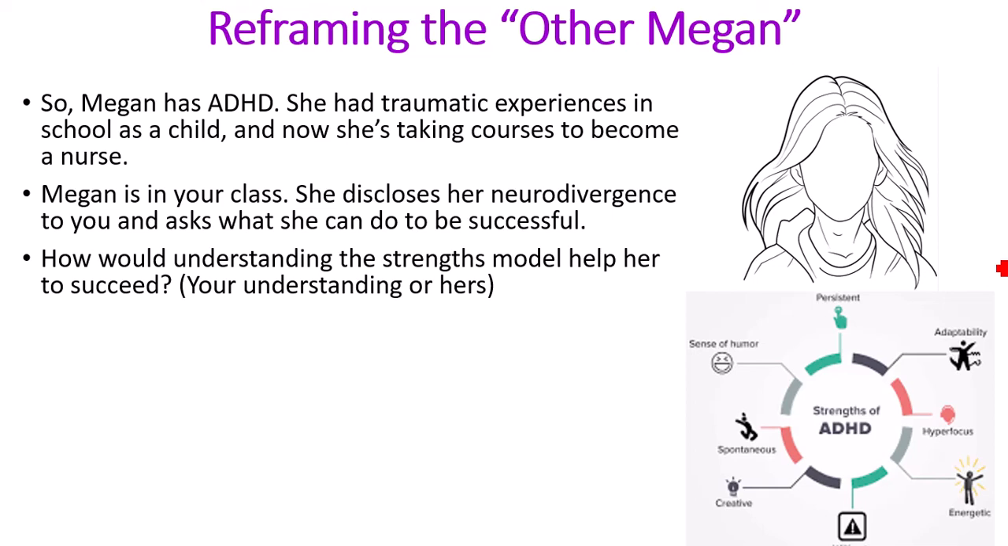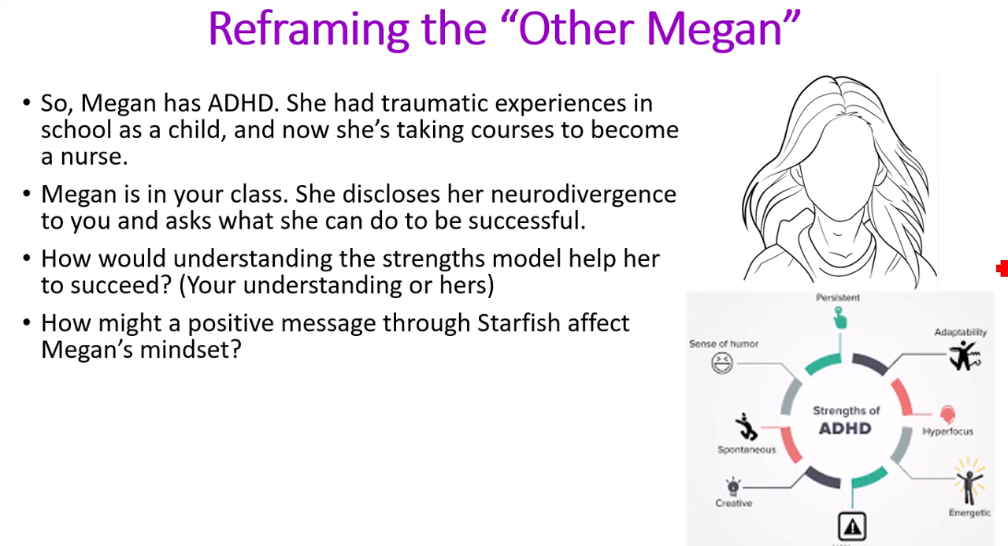Have maybe a creative project in your class, where students have a choice. Do they want to do a presentation or an informative poster or a paper, or whatever the case may be? So understanding the strengths model can help you look at Megan in a more positive light, and maybe can help her think about her strengths and how she can use those to succeed in class.